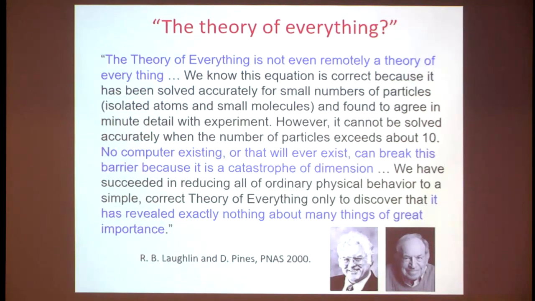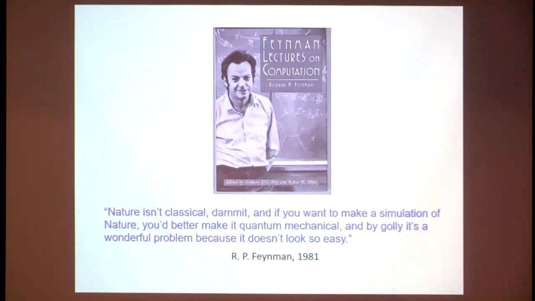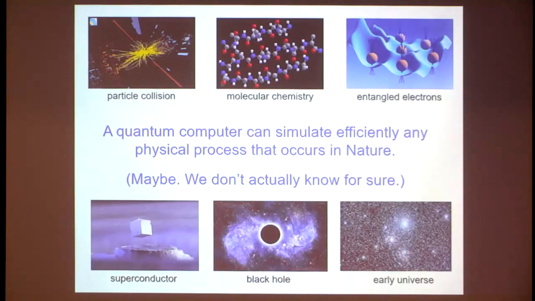We don't know how to describe that in any succinct or efficient classical way. Now, it happens that about 20 years before Laughlin and Pines made this statement, the physicist Richard Feynman had articulated a rebuttal when he imagined a quantum computer, a computer that operates according to quantum principles. He said nature isn't classical, and if you want to make a simulation of nature, you'd better make it quantum mechanical. But for a physicist like Feynman or Laughlin and Pines, why is that interesting?